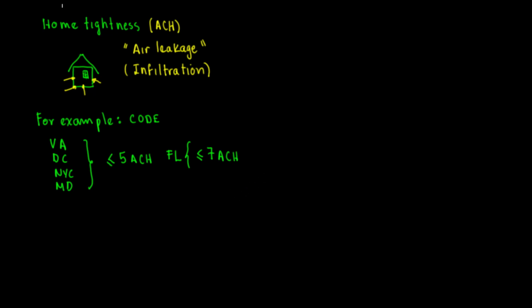Okay, so that's about home tightness, and this is related to the International Energy Conservation Code, because if you have air leakage, then that means that all the energy you are using in order to cool or heat your house is affected by this infiltration. See, there we go, air changes per hour.